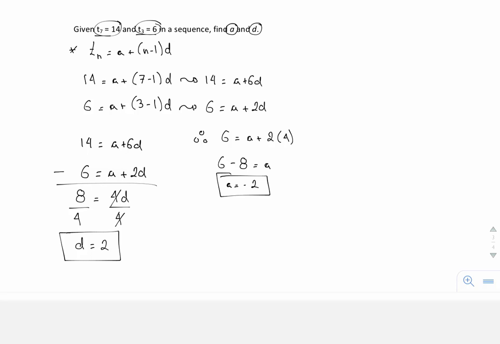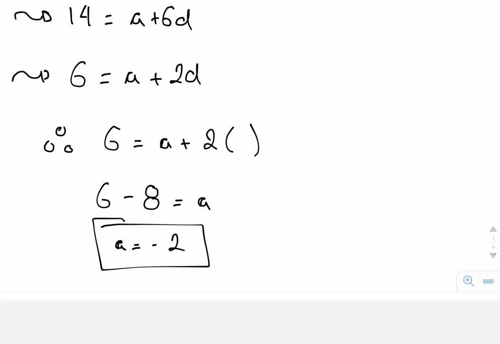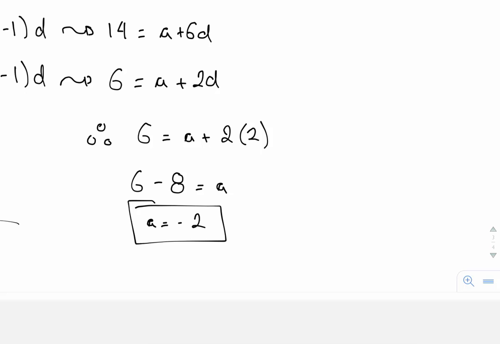But that's where I made a mistake. And once again, Mr. Stefani makes a silly mistake. But this time he caught it. He caught the mistake. Oh dear. 6 minus 4. A is +2.